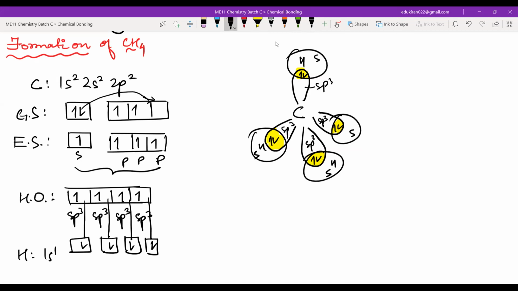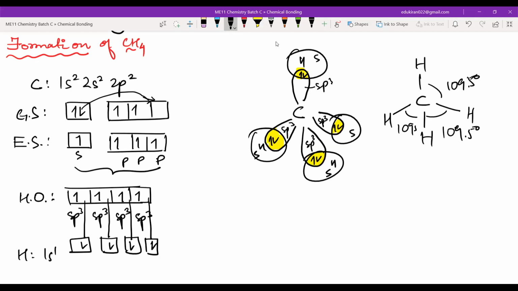Now I will make the structure. I will now make the shape. See, where are the electrons? Here are the electrons, and all of the electrons have one atom attached to it. So this is the structure. All the angles here are 109.5 degrees. This is also 109.5 degrees. This is also 109.5 degrees.